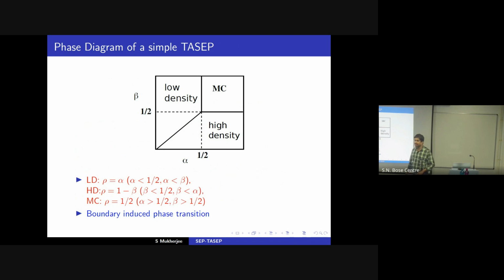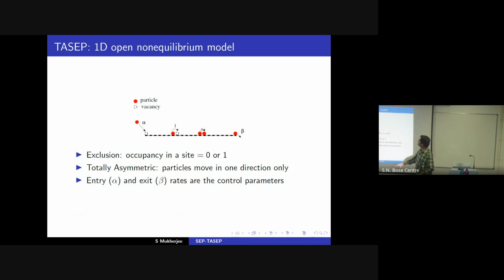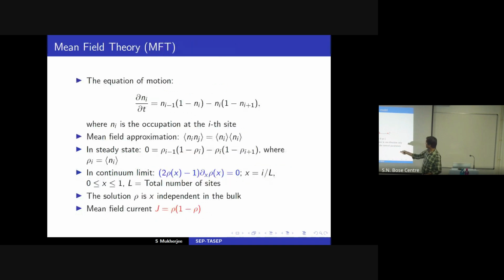Here is the phase diagram of the model. As I said earlier, alpha and beta are the control parameters of the system. By varying alpha and beta, we can get 3 phases. One is the low density phase, which is the LD phase, where alpha is less than beta. If alpha is less than beta, it means the exit rate is greater than the entry rate. So one can expect the particle density is low in the TASEP channel. That is why it is called the low density phase.